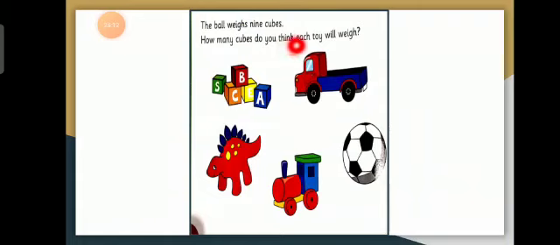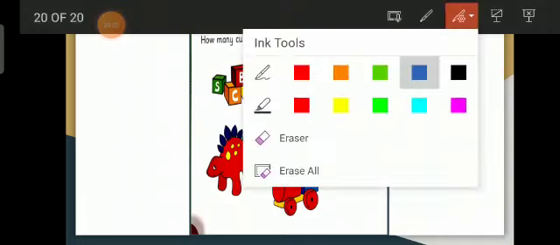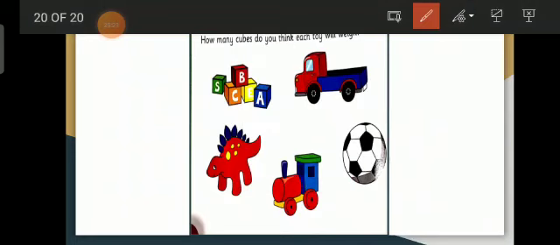The ball weighs 9 cubes. How many cubes do you think each toy will weigh? Okay, what do you think? I will write down my guesses. You can also write down your guesses if you want. If the ball weight is 9, see the truck, this one truck looks heavier than this one ball. So what do you think? This one truck's weight is equal to how many cubes? I think so, 20 cubes.